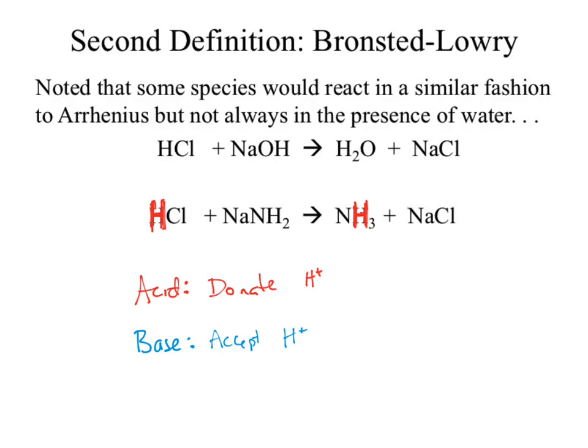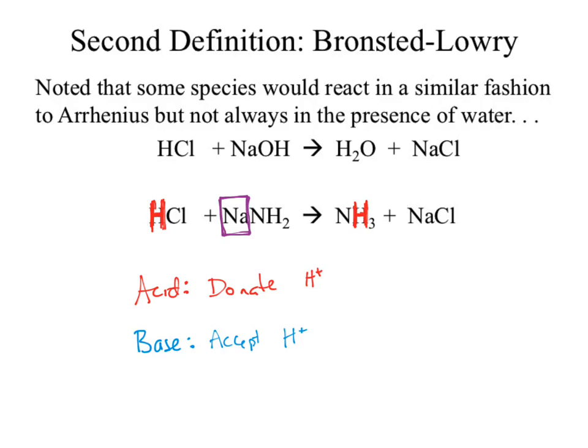Our hydrogen has changed locations. Instead of being bonded to the chlorine, it's now bonded to the nitrogen. Okay? The sodium floats off, and we pretty much ignore the sodium. Okay? For those of you in at least one of the lab sections, scratch that, you didn't do that lab, might know what we would call sodium.